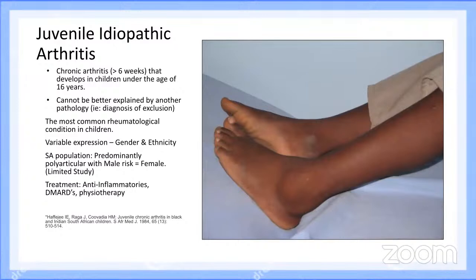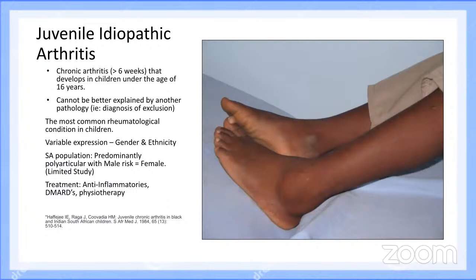Once the patient has been worked up and no clear identifiable cause can be found, it's important to consider juvenile idiopathic arthritis. This is the most common rheumatological condition in children and is characterized by a chronic arthritis greater than 6 weeks duration that develops in children under the age of 16 years and that cannot be better explained by another pathology. So it is a diagnosis of exclusion.